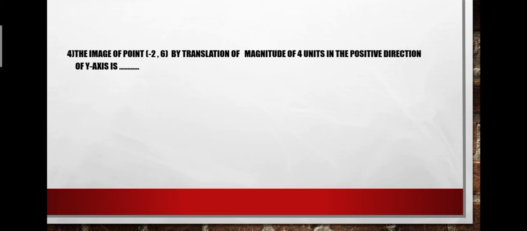Number 4, the image of point (-2, 6) by translation of magnitude 4 units in the positive direction of y-axis. I have here x-axis is negative 2, y-axis is 6. And he wanted the translation by adding positive 4 to y-axis. Negative 2, I will keep it as it is. But what about the y? I will make 6 plus 4 equals 10. And the x, negative 2. The new point is (-2, 10).